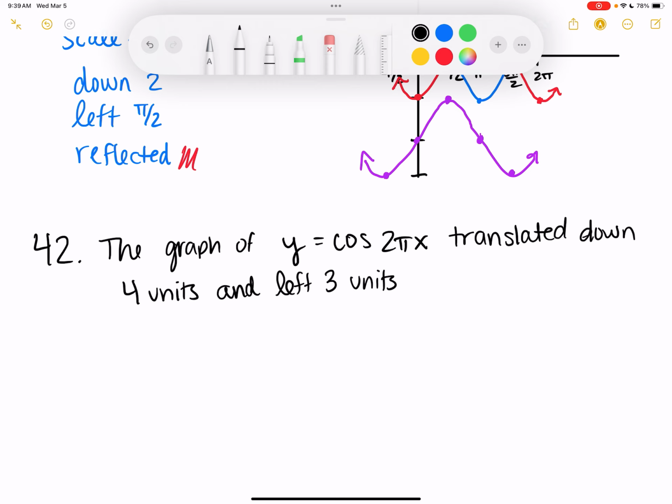So I would suggest doing the part that would be in parentheses first. Okay, so that would be y equals the cosine of parentheses 2 pi x, and then what does the left 3 say that it's going to look like? Plus 3. Plus 3. And then it's translated down 4. So then minus 4 out here.